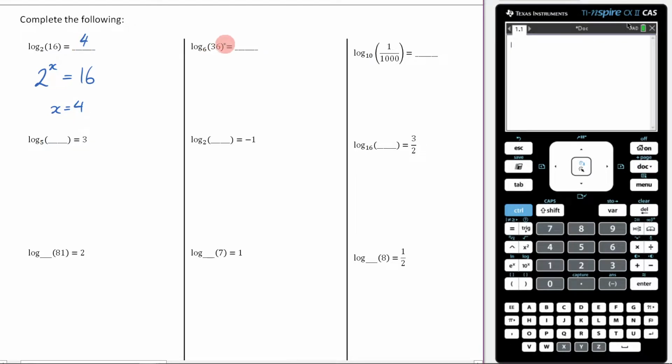All right, give this one a go. So this is saying 6 raised to what power is going to be equal to 36? Well, you know X is going to be equal to 2, and that's what goes there.